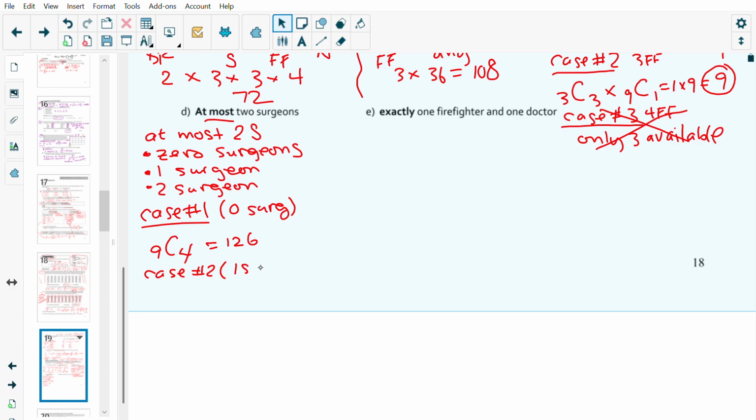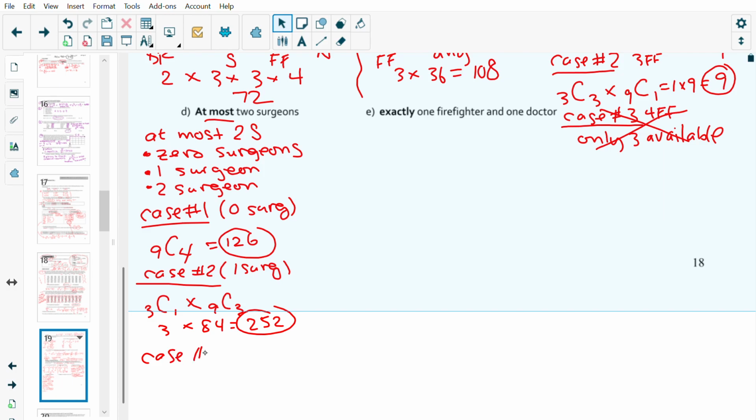Case 2. 1 surgeon. I have 3 possible surgeons. I'm selecting 1, multiplied by the remaining members that I can select from. Again, no surgeons, or actually just 1 surgeon, so I have 9, and I'm selecting 3 more positions. So that's 3 times 84 equals 252. Let's circle that.